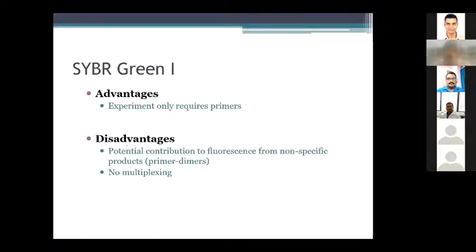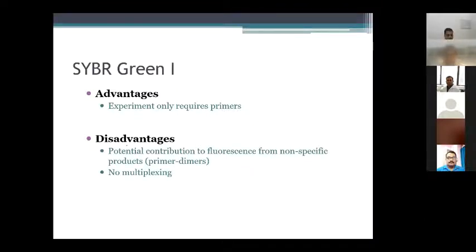The advantage of SYBR Green dye is that experimentally only primers are required, but the disadvantage is that it potentially contributes fluorescence from non-specific products also. If a primer dimer is formed, it also binds with the primer dimer. And second, by using this intercalating dye, we are unable to multiplex the assay.